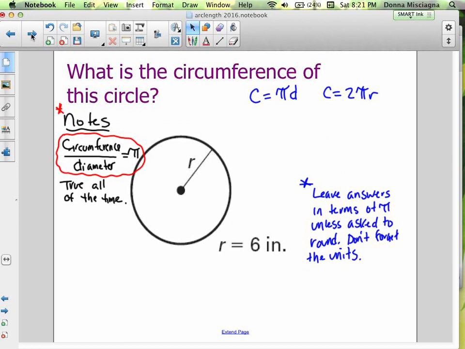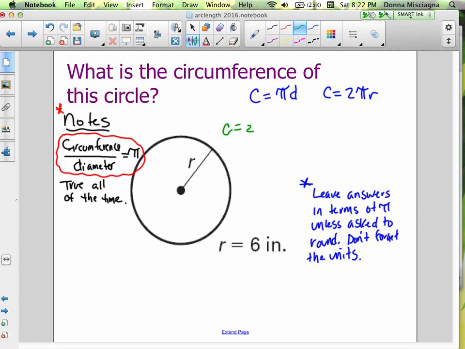So what is the circumference of a circle? We have the 2 formulas. Circumference equals pi times diameter, or circumference equals 2 pi r. I use whichever one I happen to know. If I know the diameter, I use the first formula. If I know the radius, I use the second formula. Here we know the radius, so I'm going to use the second formula.